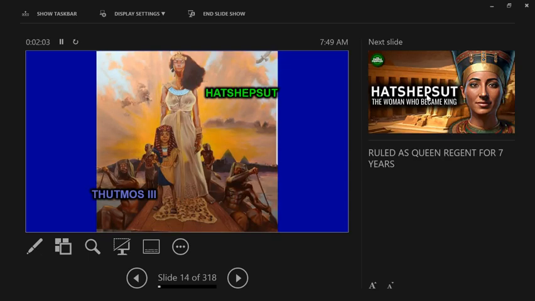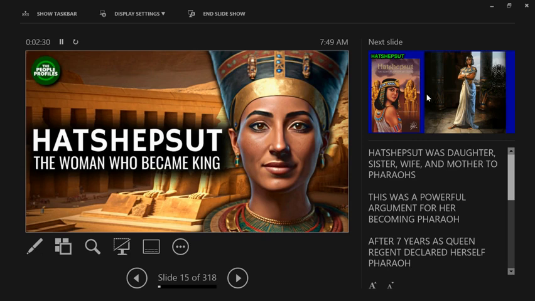Hatshepsut rules as the queen regent while Tutmos III grows up. The child is the pharaoh, but his mother rules over Egypt until he gets old enough. But then she declares herself as pharaoh.